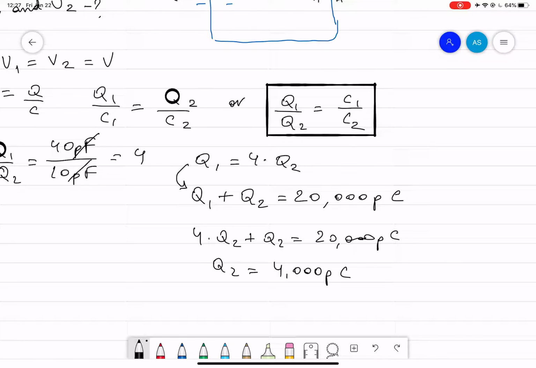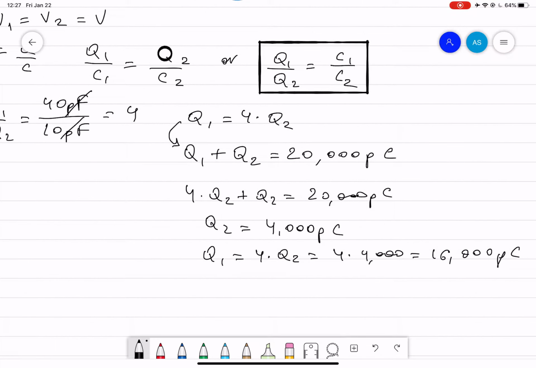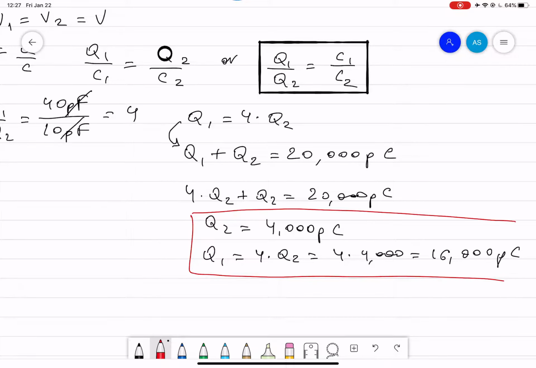Then after that we can find Q1. Q1 is equal to 4 times Q2. That means 4 times 4,000 should give us 16,000 picocoulomb. Okay, so that means Q1 is 16,000 picocoulomb. Q2 is 4,000 picocoulomb. Now, what else do we have to find?